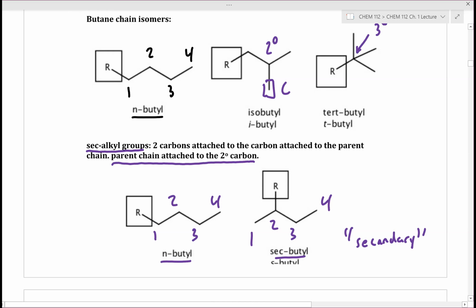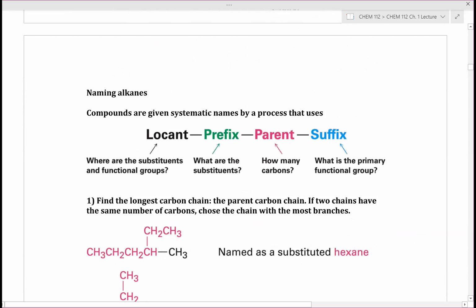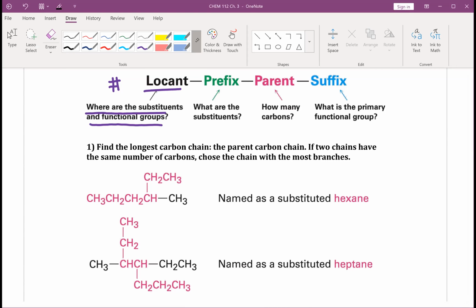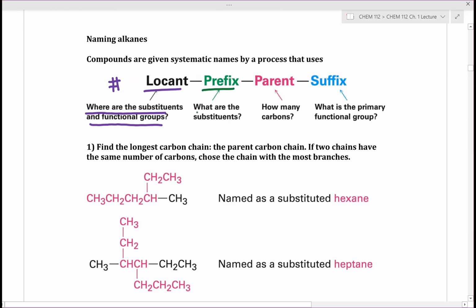Perfect. So let's keep going and look at how we go about naming alkanes. Naming alkanes can be brought into a 4-component set. First things first, we have our locant, a number that tells us where the substituents or functional groups are. Our locant is really important. We have a prefix that tells us what our substituents are. Just like how we can name alkyl chains and different functional groups, the prefix tells us what is attached at that position.